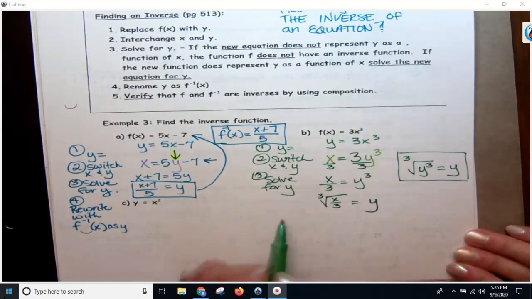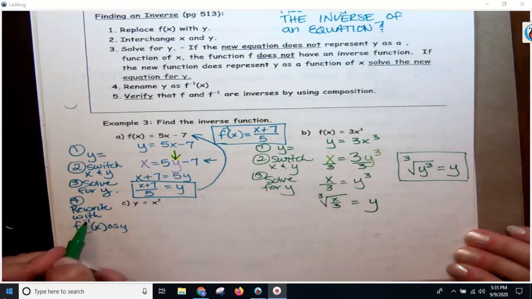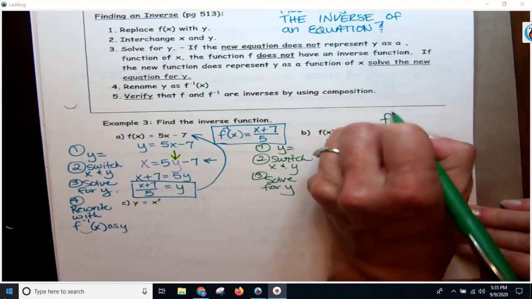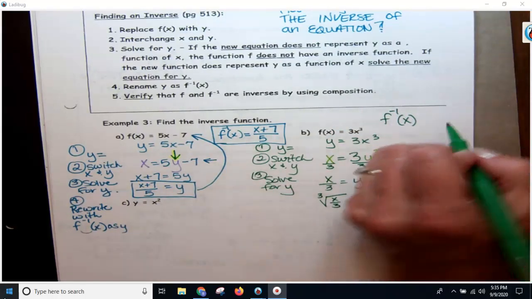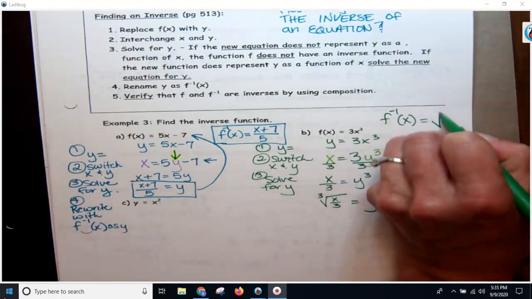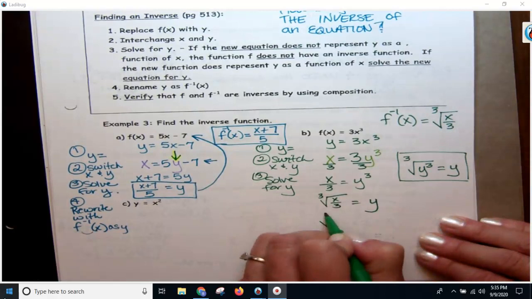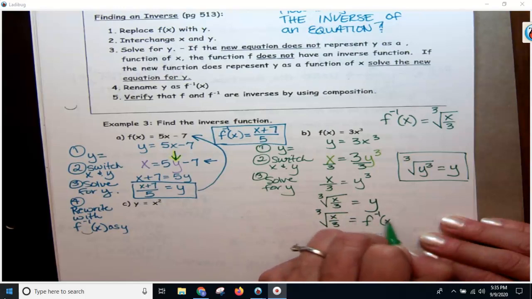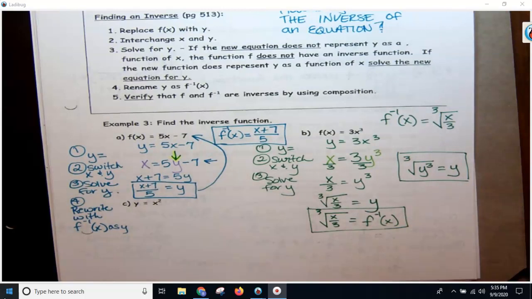All right, so now here is my answer, but my last and very important step is I'm going to rewrite with f inverse. So I'm going to rewrite this as the inverse is the cube root of x over 3. Now you could rewrite it down here like this if you want. That is perfectly fine.